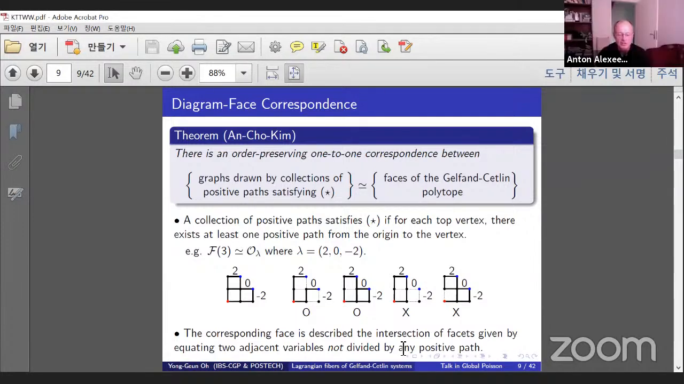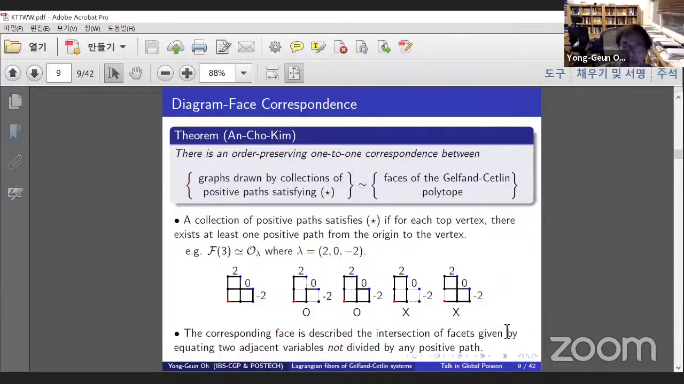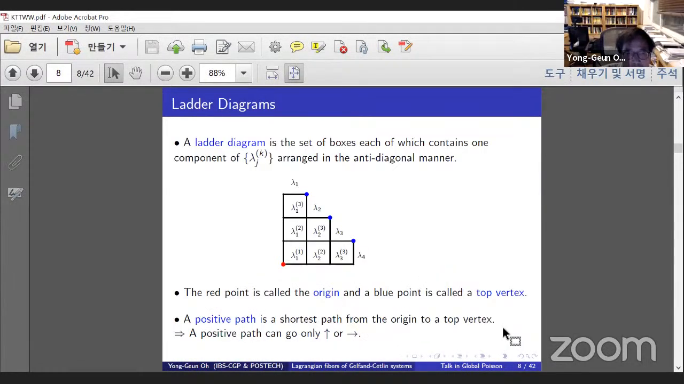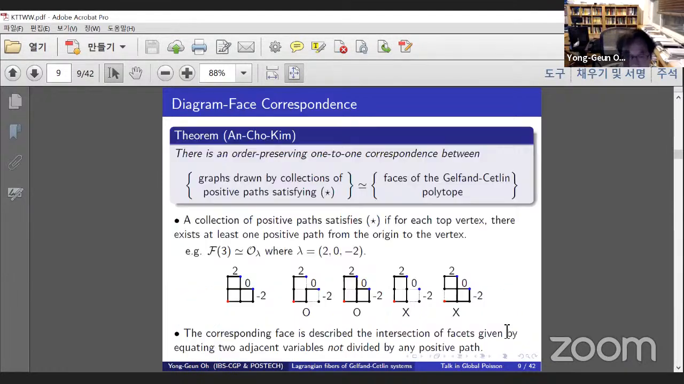Sorry, just a question. So faces, these are faces of all codimensions? Yeah, the codimension is determined by the graph, so there is a correspondence.